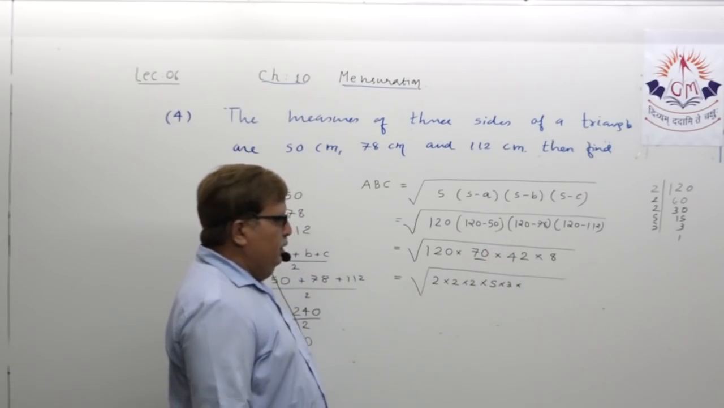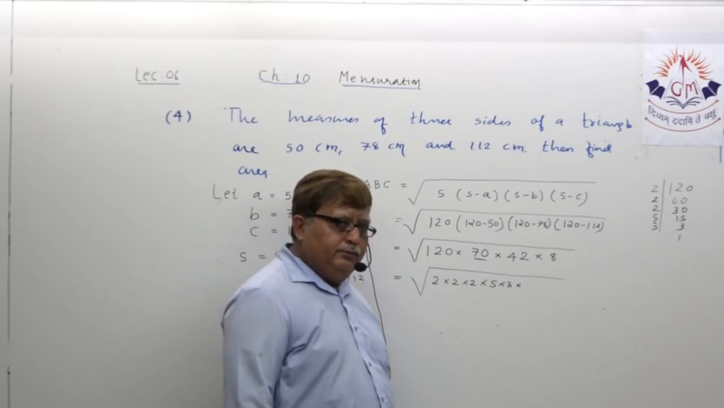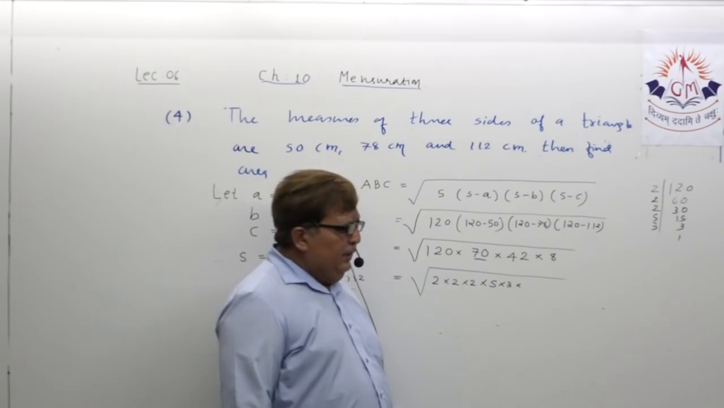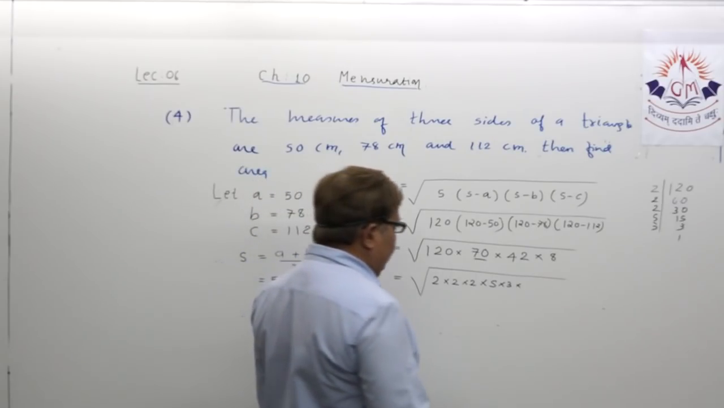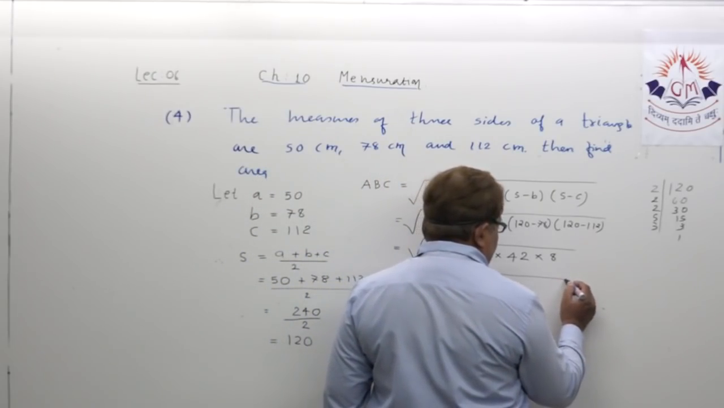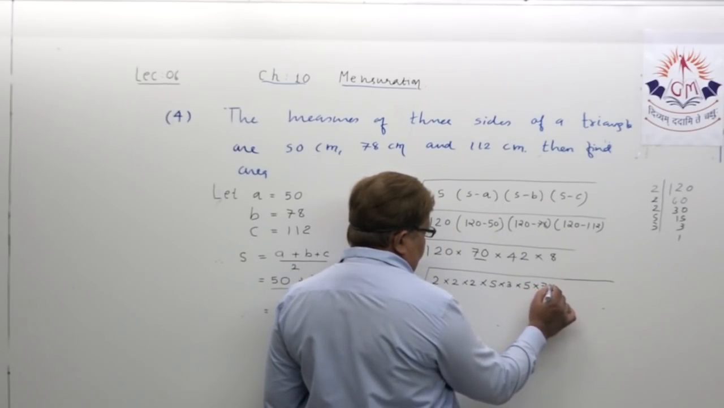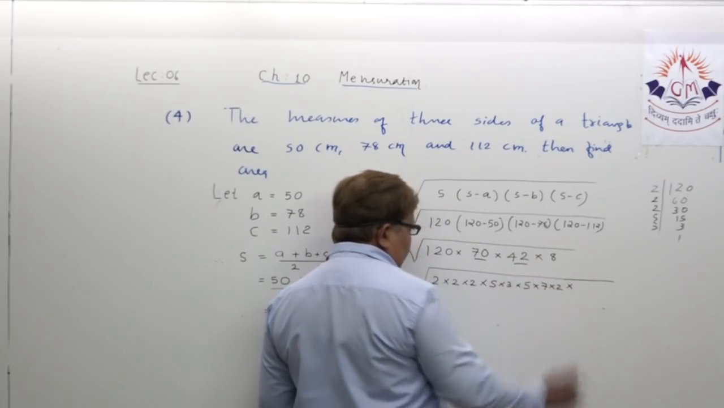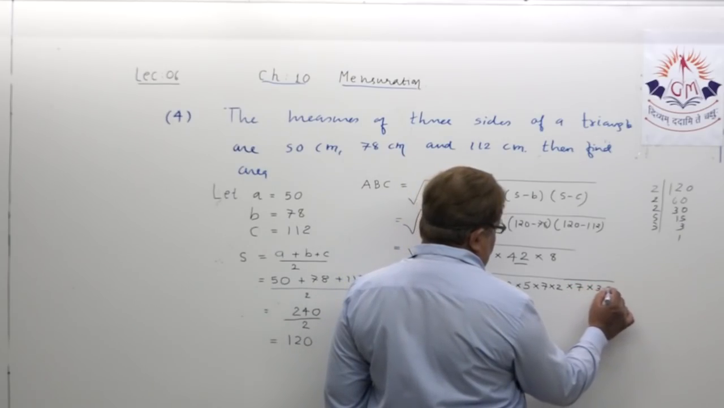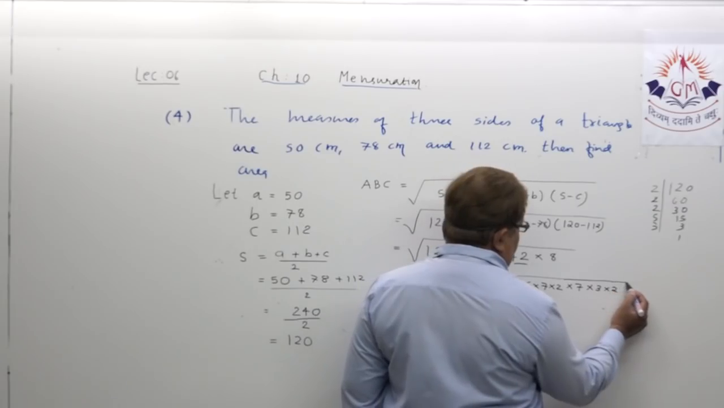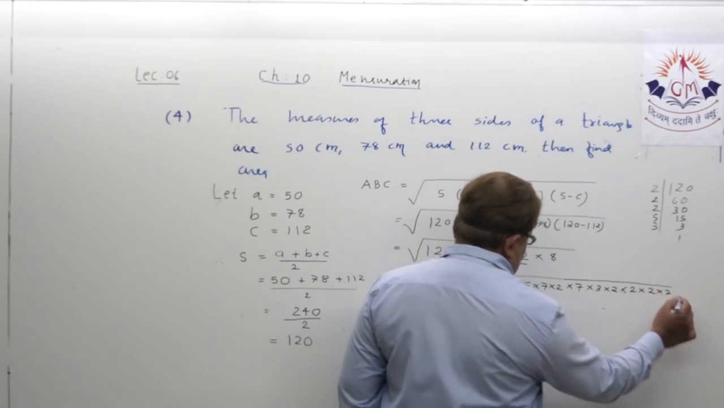Let us find the prime factors of 70. You can do it directly, or this is the way you can also find them. I am writing it directly: 5 into 7 into 2. Then 42: 7 into 3 into 2. And then what is left at last? 8: 2 into 2 into 2.